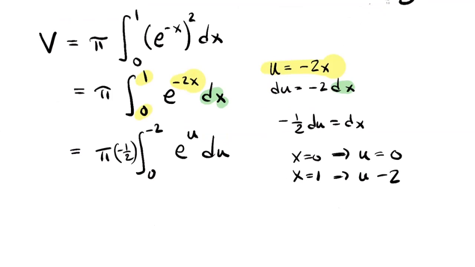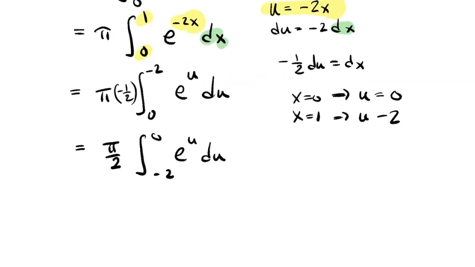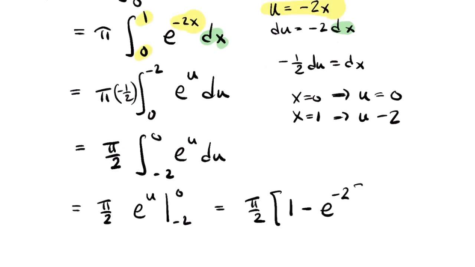I'm going to use another property of integration and write this as positive pi over 2 and then switch my limits of integration. You can come to office hours if you want to remind yourself of how to do some of this stuff. And now it's antiderivative time. So I've got minus pi over 2. The antiderivative of e to the u is itself, and I need to do that from negative 2 to 0. So that's pi over 2, putting in the upper limit, e to the 0 is 1, and then I subtract, putting in the lower limit, 1 over e squared, or e to the negative 2.